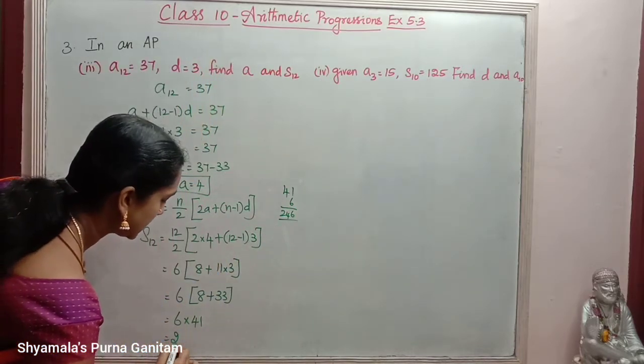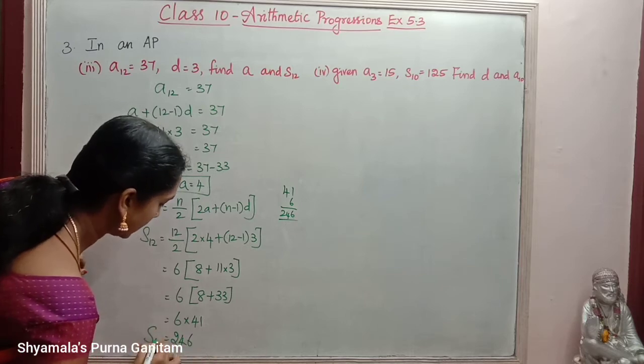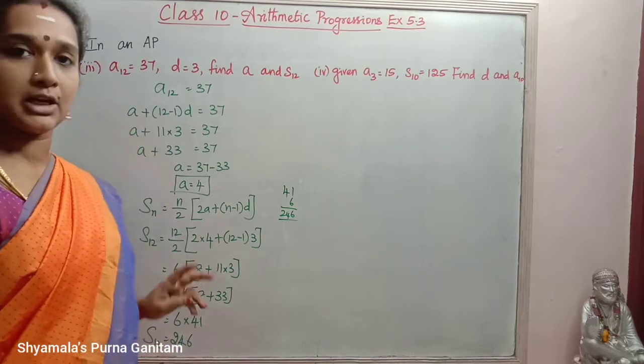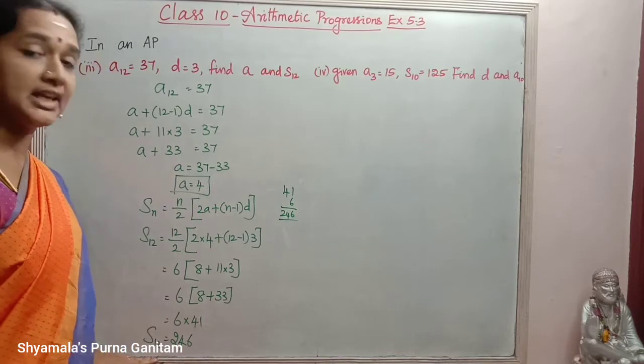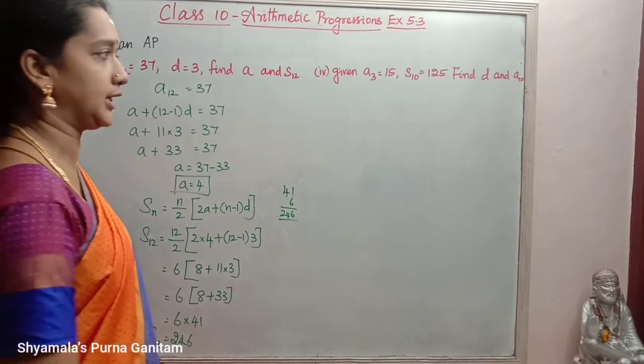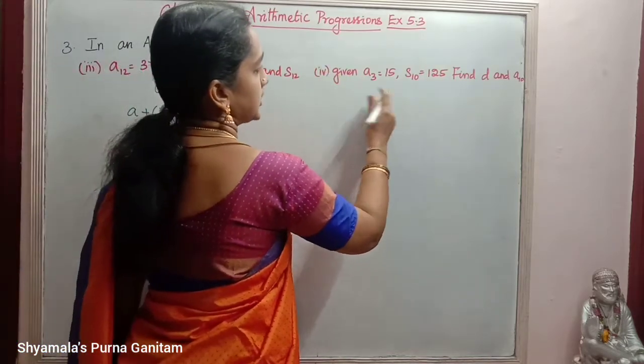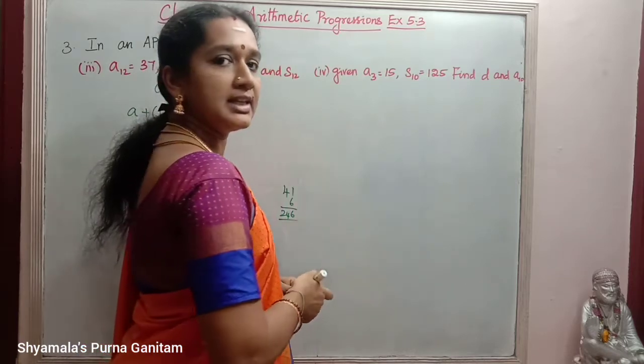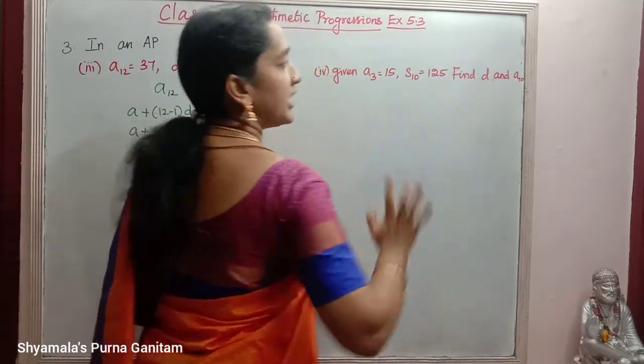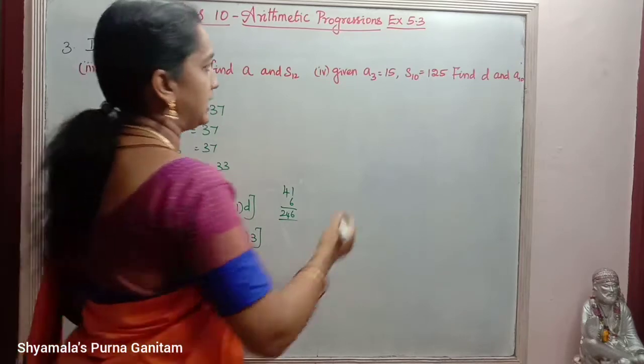So this is the sum to 12 terms in the given sequence. For the given information, S12 is equal to 246. Then for the fourth sum, A3 is given and S10 is given. We have to find D and A10.